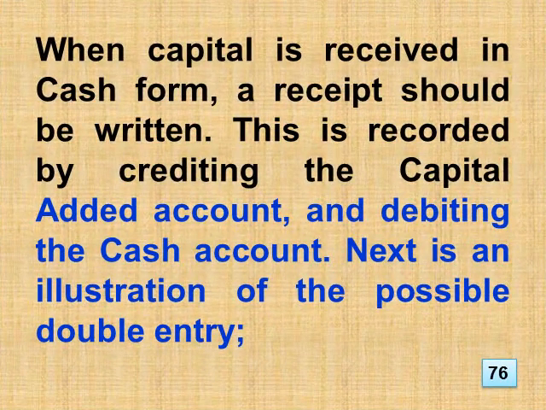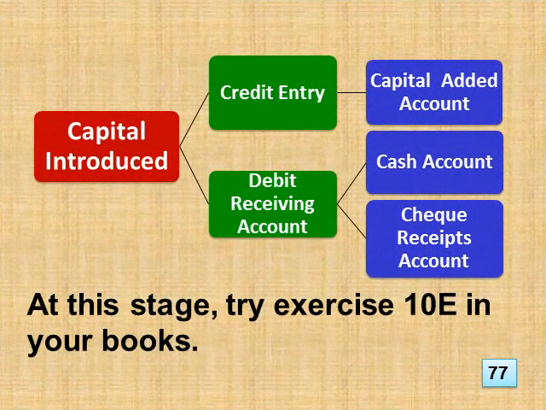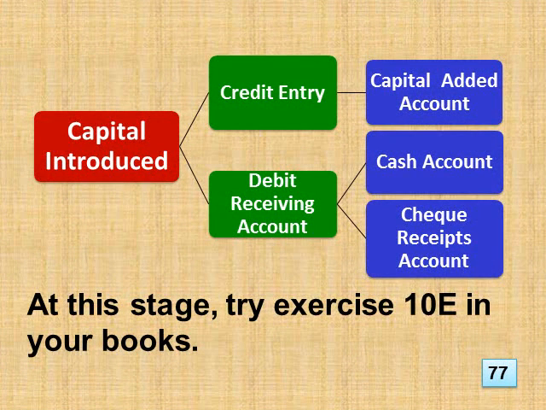When capital is received in cash form, a receipt should be written. This is recorded by crediting the capital added account and debiting the cash account. Next is an illustration of the possible double entry. Recording capital introduced. The account to be credited is the capital added account. We debit the receiving account, which is either the cash account or check receipts account. At this stage, try exercise 10E in your books.